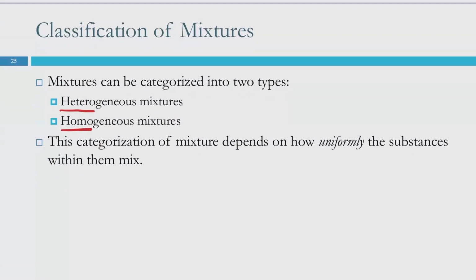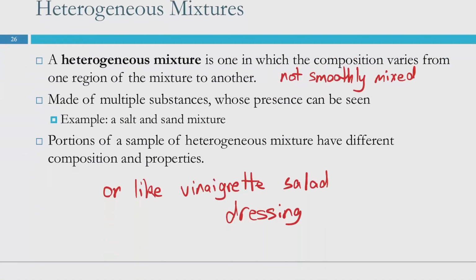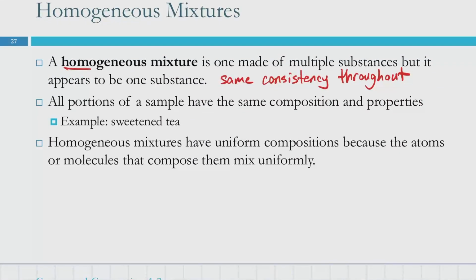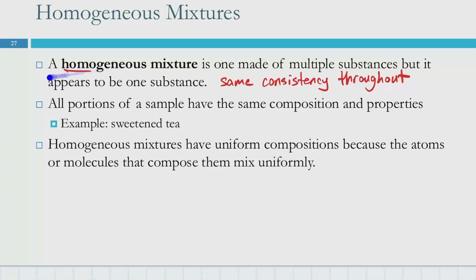We also talked about mixtures. We've got heterogeneous and homogeneous mixtures. Our heterogeneous mixtures are not smoothly mixed, so you would have multiple different areas. So if you think of oil floating on the top of water, that would be a heterogeneous mixture. It separates out into two different zones. A homogeneous mixture is going to be something more like milk or soda. We've got multiple things in there, but it's a nice smooth consistency throughout.